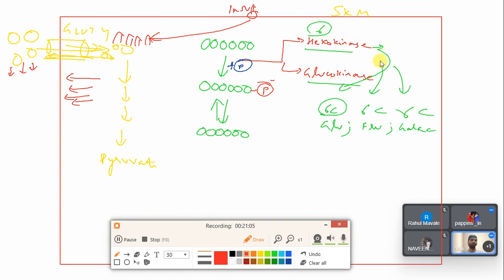Okay, so basically, hexokinase works on all the substrates. It can utilize all of them. So it acts on glucose, fructose, galactose. As the name suggests, hexo, it can take all the six carbon sugars and do the phosphorylation. It can act on that.